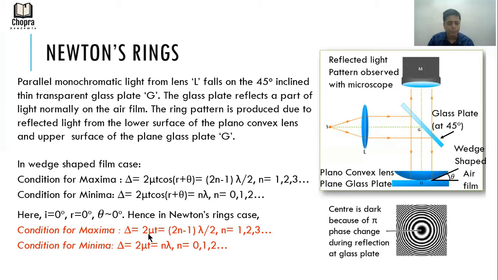Now, as the rings are formed away from the center, the thickness of the film also changes. So it is safe to assume that this t can be called tn for the nth fringe. So let me continue further. We would now find out what is the diameter of the rings. That is very important because it will be used in the applications of Newton's ring.